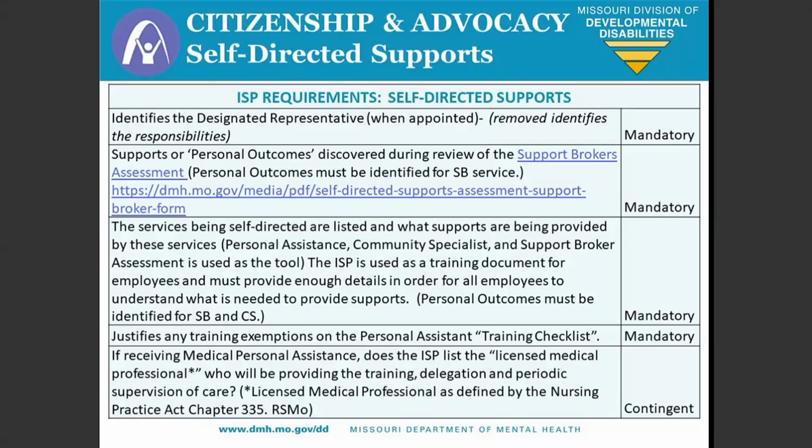The services being self-directed are listed, and what supports are being provided by these services. Personal assistance, community specialist, and support broker assessment is used as the tool. The ISP is used as a training document for employees and must provide enough details for all employees to understand what is needed to provide supports. Personal outcomes must be identified for support broker and community specialist.